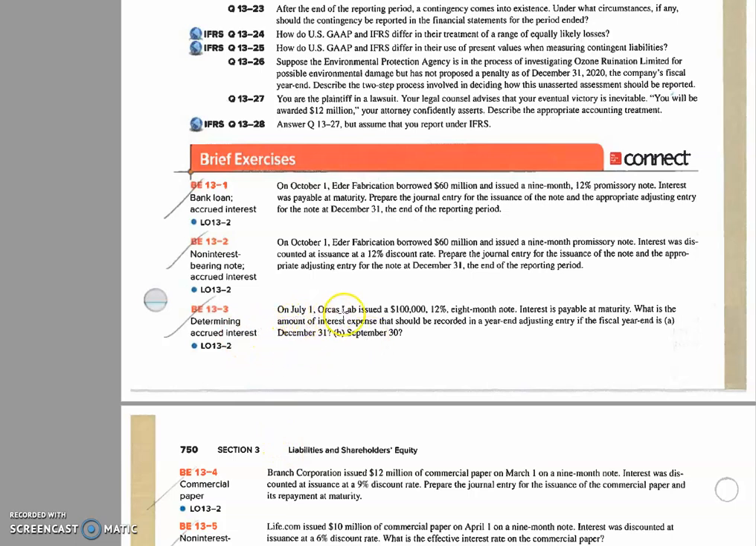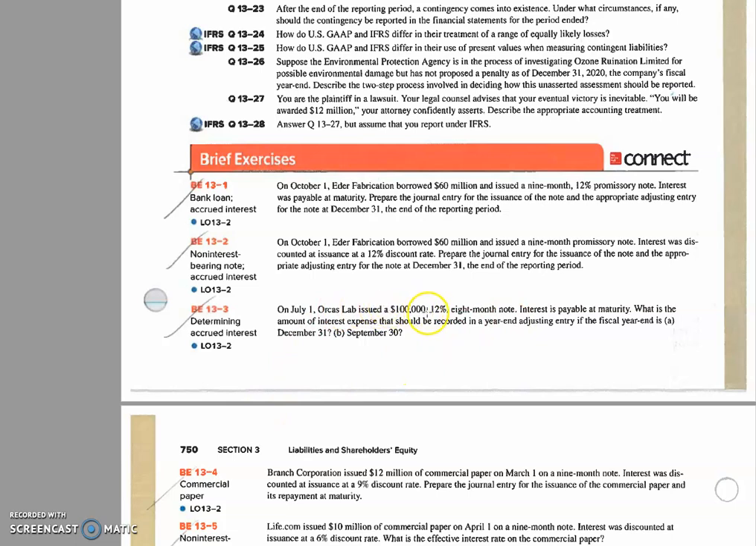On July 1, Orcus Lab issued a $100,000 12% 8-month note. Interest is payable at maturity. What is the amount of interest expense that should be recorded in a year-end adjusting entry for the fiscal year ending December 31st and then September 1st? Well, December 31st, we borrowed the money on July 1st, so it would be 6 months interest. So $100,000 times 12% times 6/12.